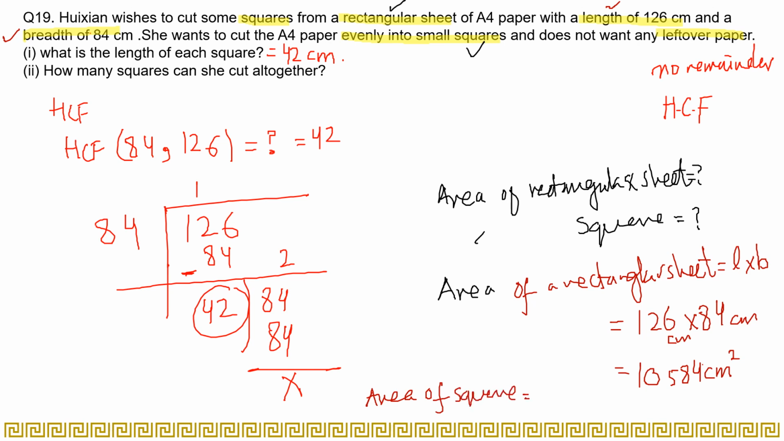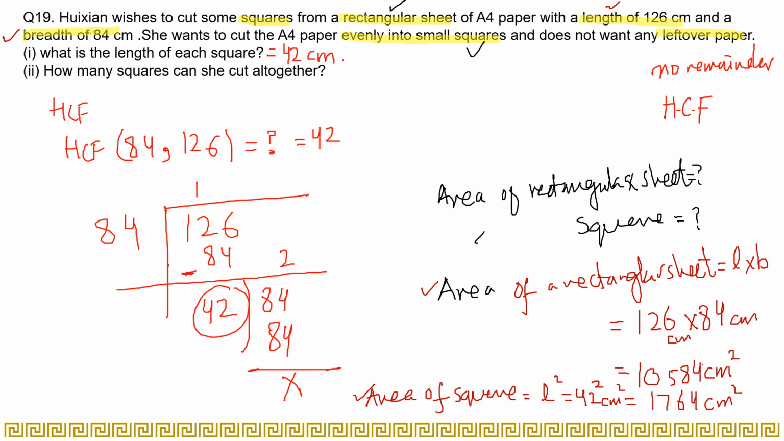And in case of the area of square, you are given the length, right? That is 42, and the area of square is basically L square, that means 42 square, right? And when you multiply 42 with 42, you get 1764, and you have centimeter square as well. Now see, the area of a square is 1764 centimeter square.